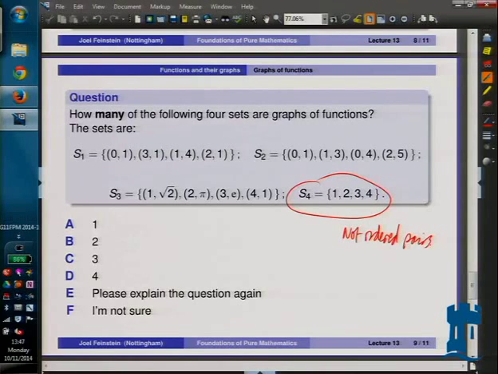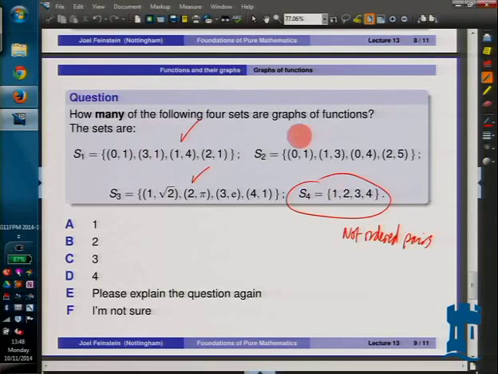S1 and S3 are okay. The domain of S1 is 0, 3, 1, and 2, and as long as I specify some values for those, that's okay. Doesn't matter there's a repeated value. We know that functions can sometimes have repeated values. What you really have to avoid is repeating the first coordinate unless you give it the same value as well.